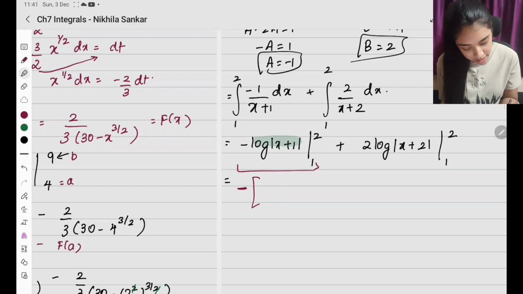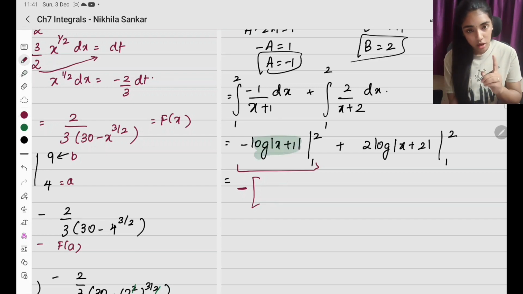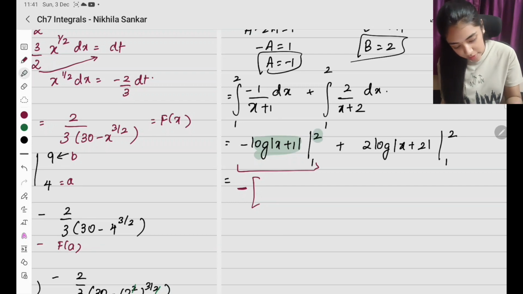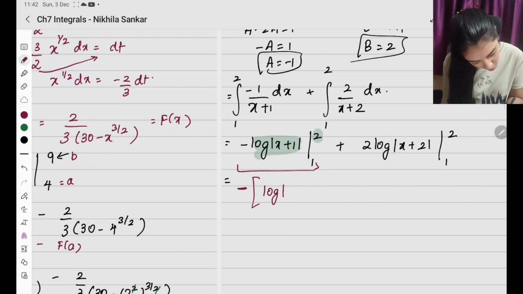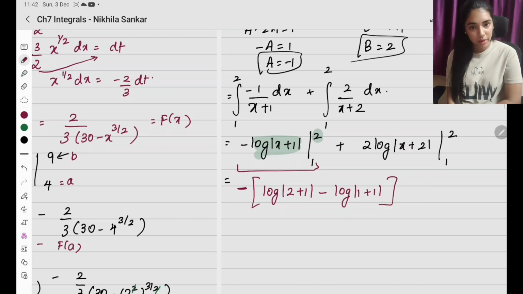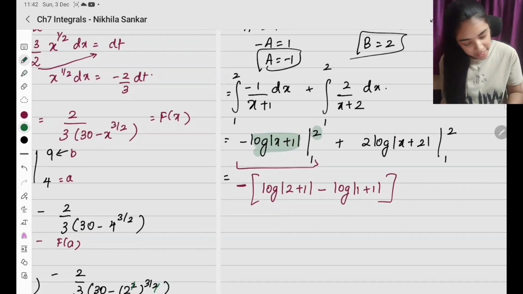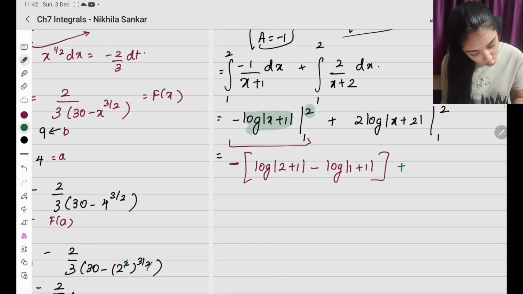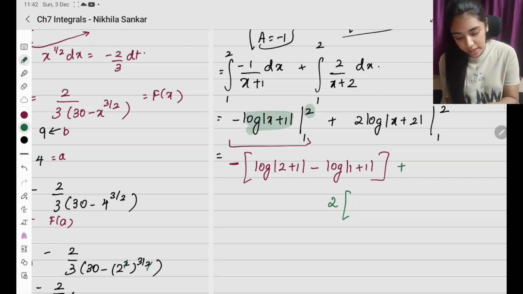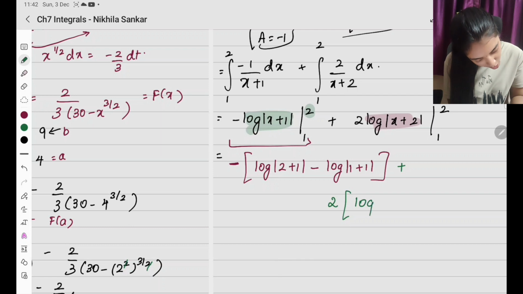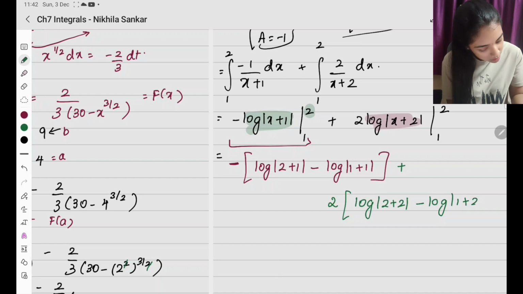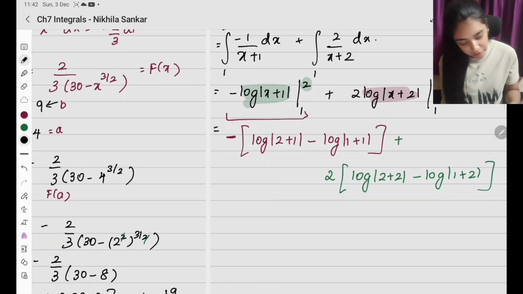What is my function? This is my function. So, I'm going to write log of upper limit. First, I'm going to substitute the upper limit. When I substitute the upper limit, what do I have? Log of 2 plus 1, upper limit minus lower limit, log mod 1 plus 1. So, this is my first function. I have taken the minus outside for simplicity. Now, what is my second function? I have plus 2. I'll take the plus 2 outside. Inside, what do I have? What is my other function? It is going to be log of x plus 2. Okay, I'm doing it slowly. So, I have log mod upper limit 2 plus 2 minus lower limit 1 plus 2. Okay, so how does my final answer look like?